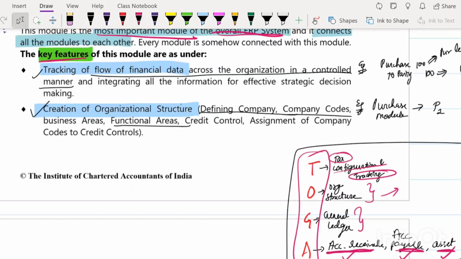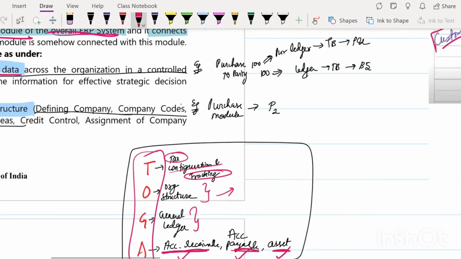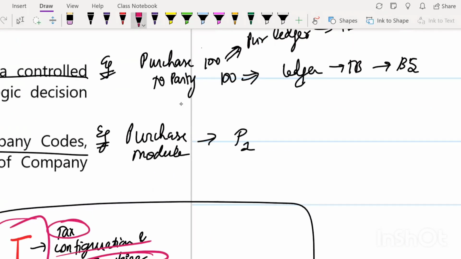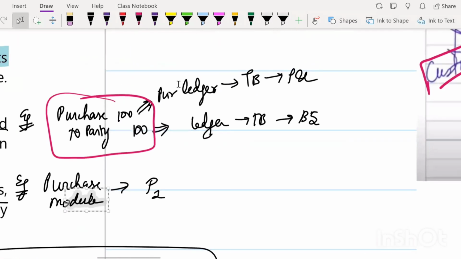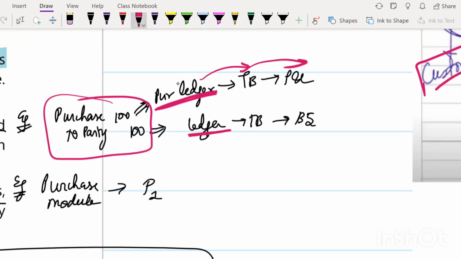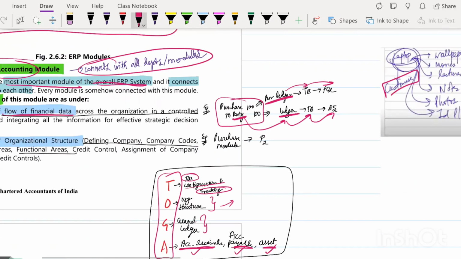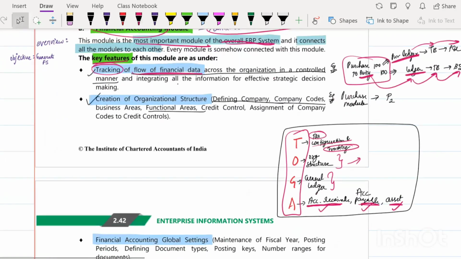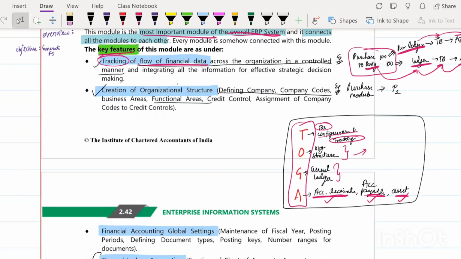Here, as I already told you, you will track your flow of financial data. That means if there is an entry, purchase from a party, you have done 100 debit purchase and credit the party from whom you have purchased, then you have to track that the purchase ledger goes to the trial balance and comes into profit and loss. The party ledger should go into the proper ledgers, come into the trial balance and then to the balance sheet. This process flow you have to maintain and have control over.